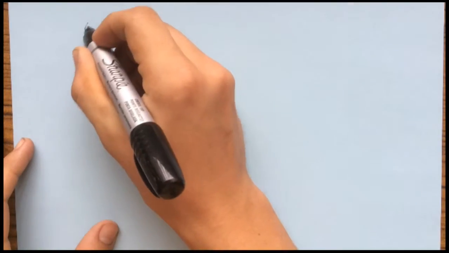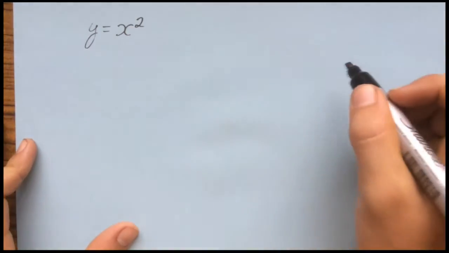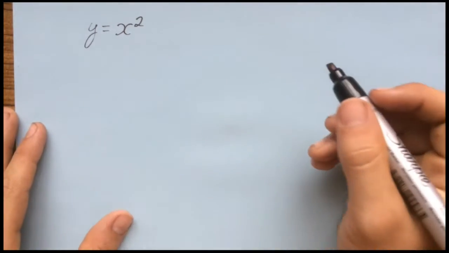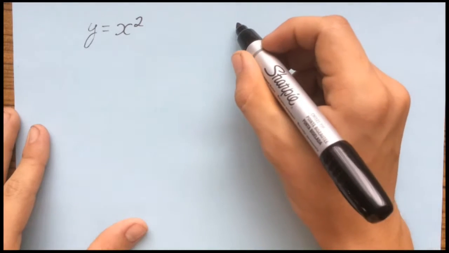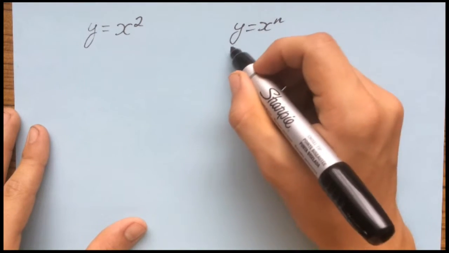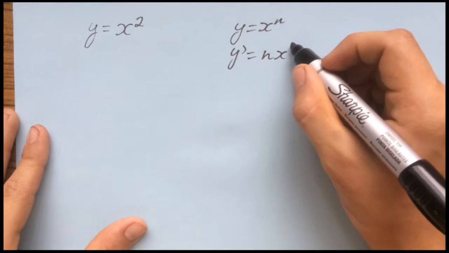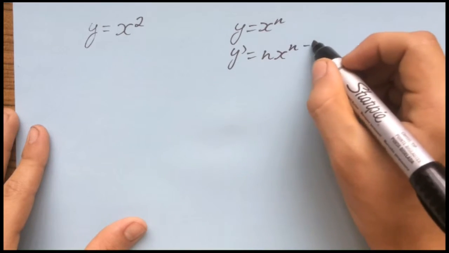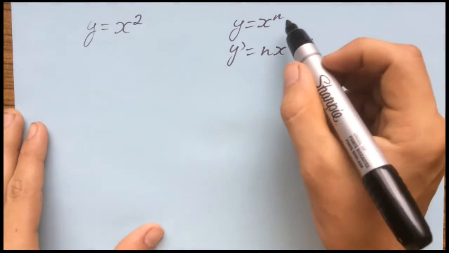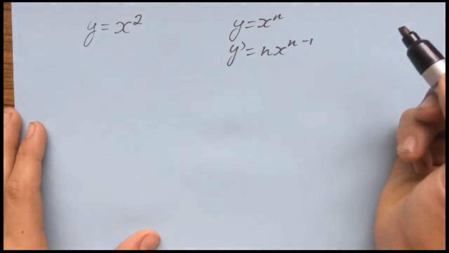Basic derivatives. Let's start with an example. y equals x squared. To solve this, you will need the power rule. The power rule is y equals x to the power of n. The derivative is n x to the power of n minus 1, which basically means bring down the n, multiply it, and minus 1 off the power.